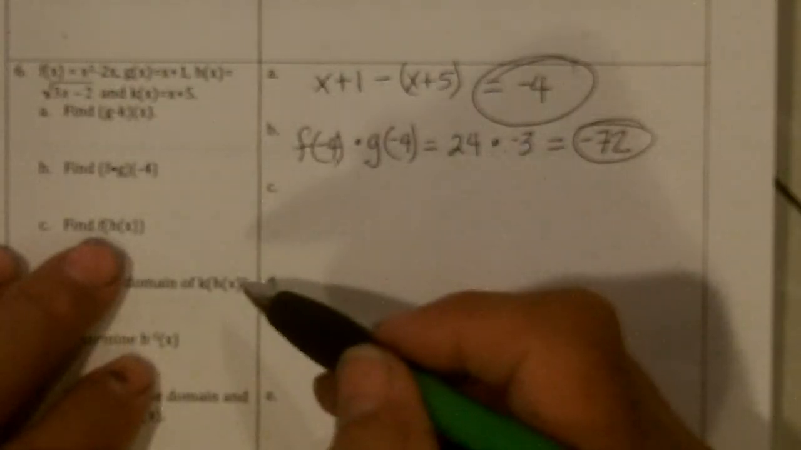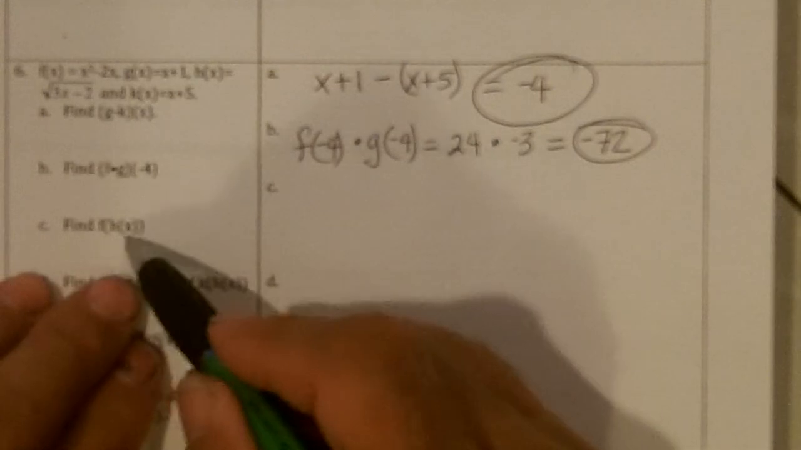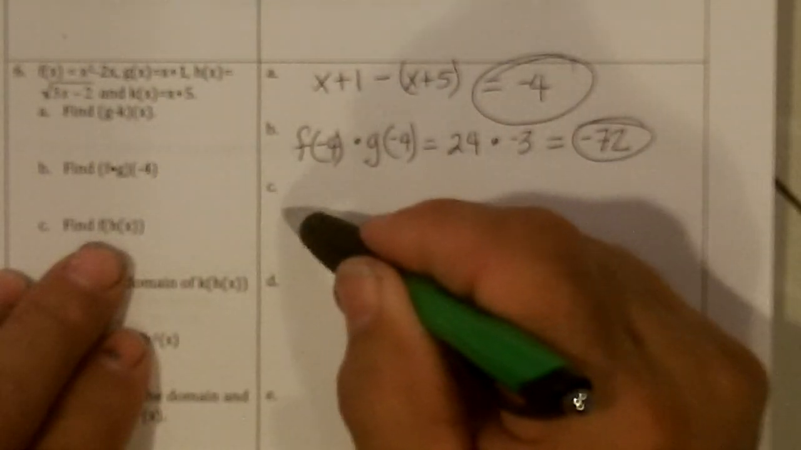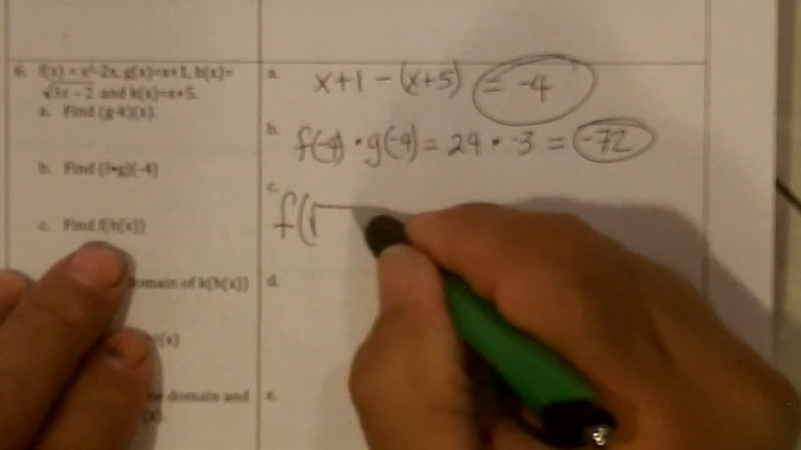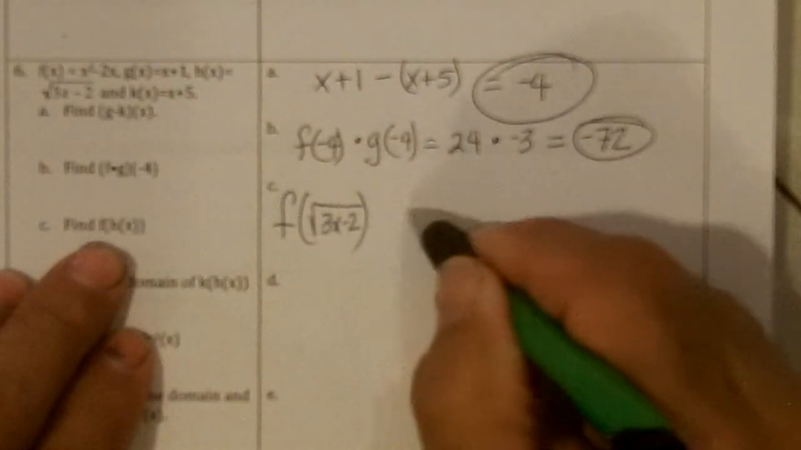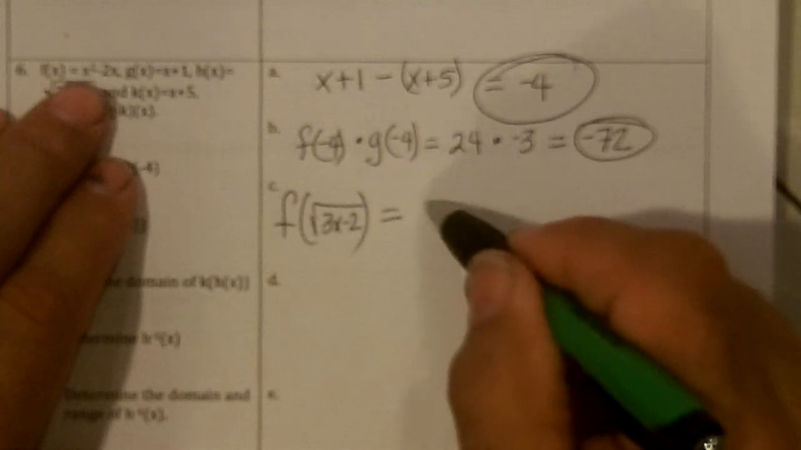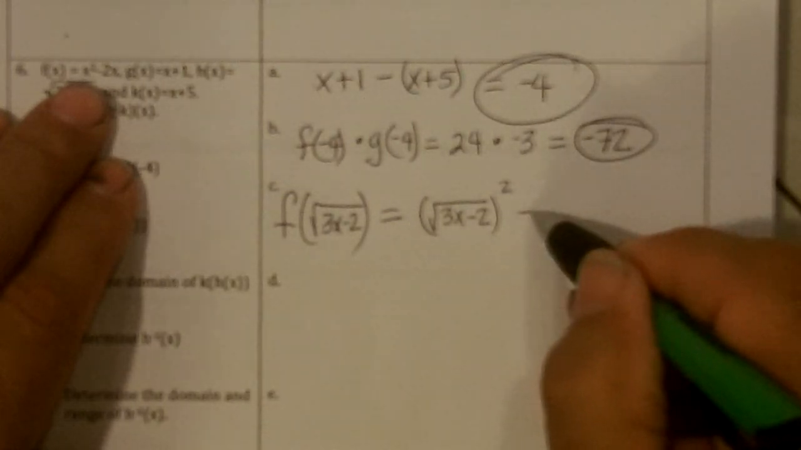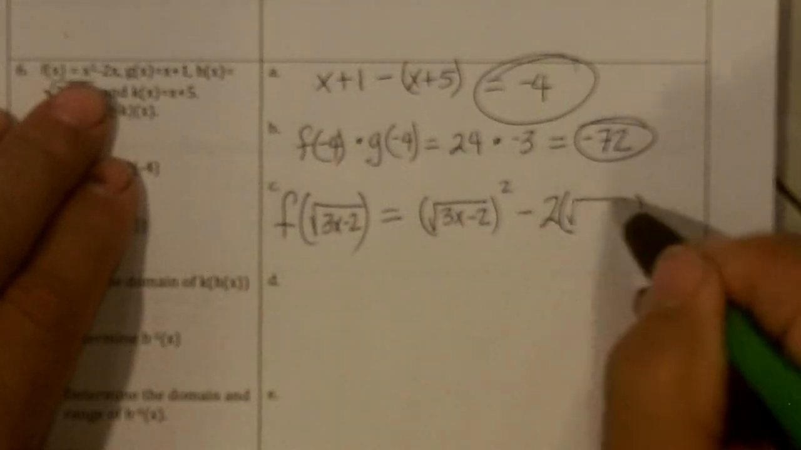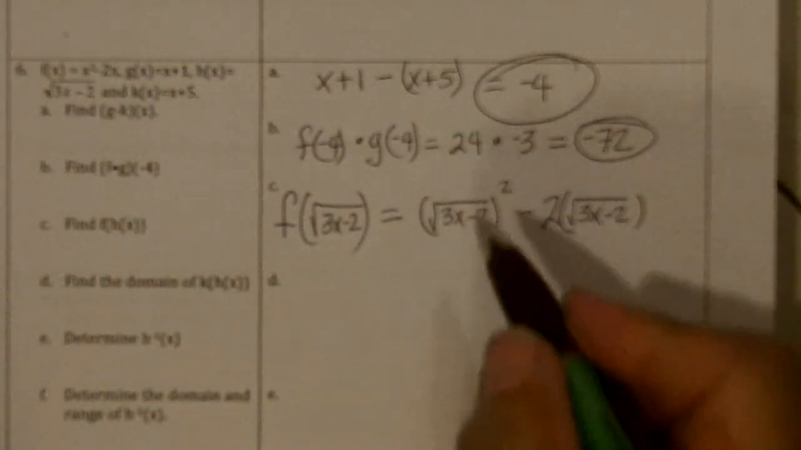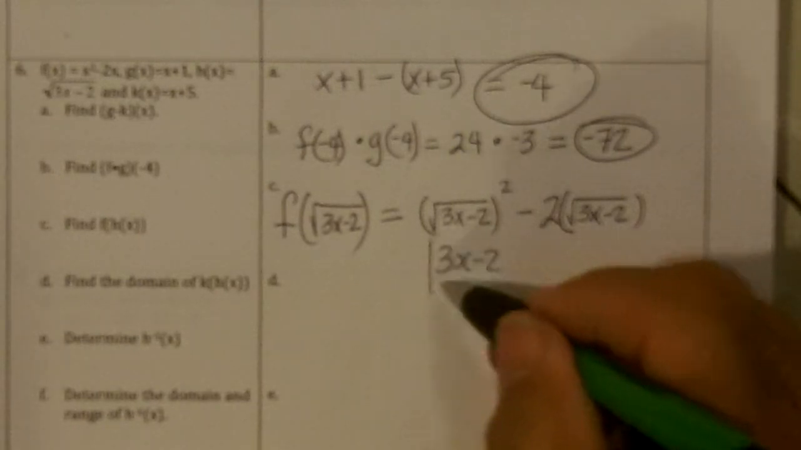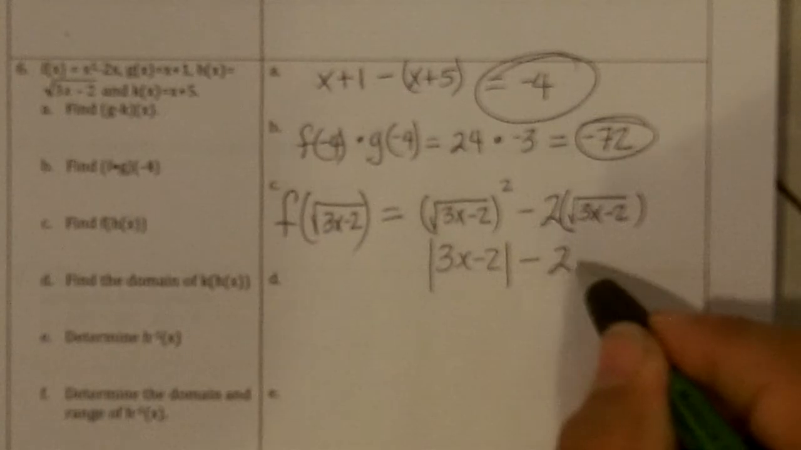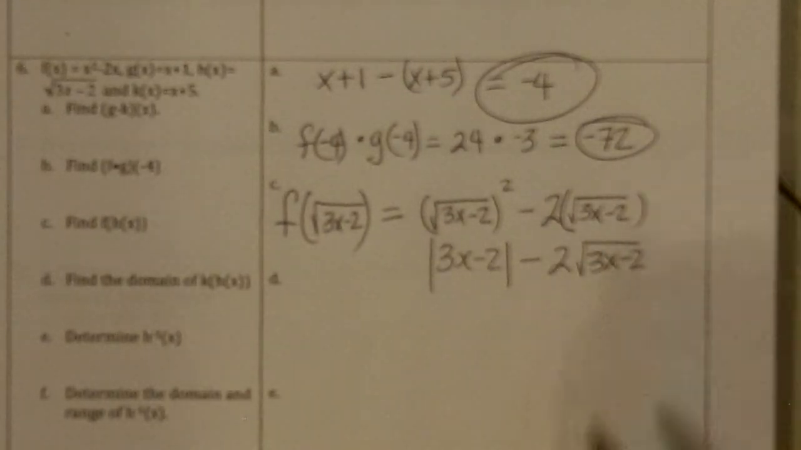This says f of h of x, so we've got to put h of x, this square root thing, into f. So it's going to be f of square root of 3x minus 2. So now I have to replace all the x's of f, the x squared, with the square root of 3x minus 2, minus 2 times x, which is the square root of 3x minus 2. This would be 3x minus 2 in absolute value, the square of something squared. Squaring makes it positive, so there, minus 2 square root of 3x minus 2.